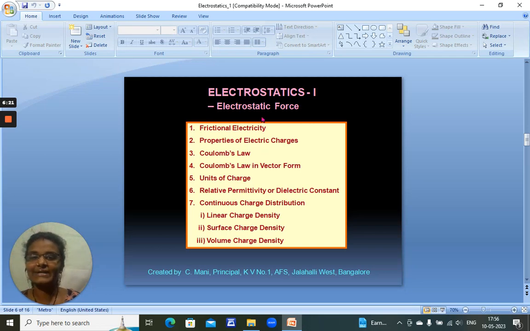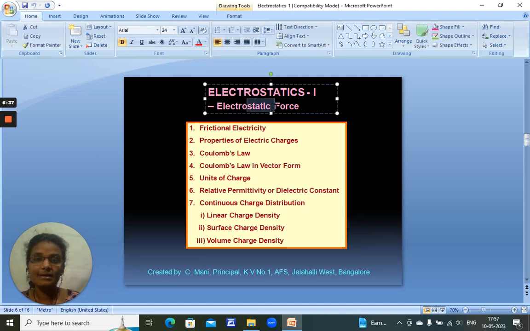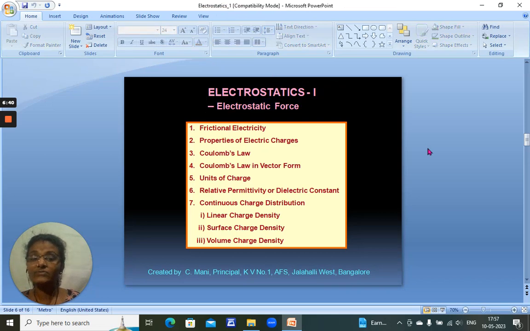Electrostatic is a combined form of two words, electro and static. So can you tell me, what is the term electro related to? Yes, of course, electric charge, very true. And what is static? Static means rest, anything which is at rest. Since this static term is related to electro, we will learn the electric charges. How does the electric charge behave when they are at rest?